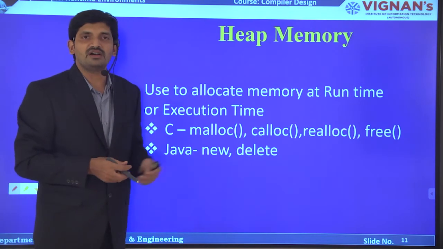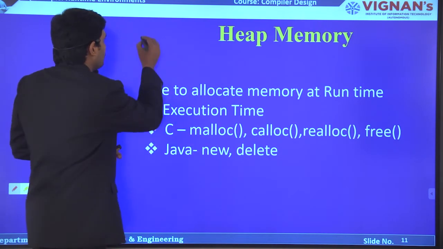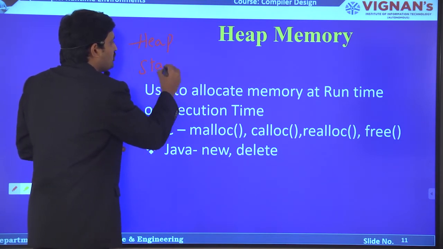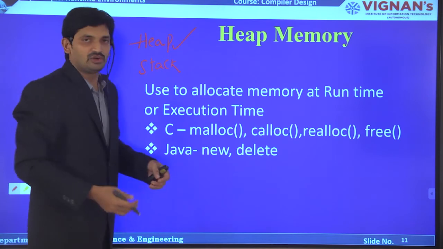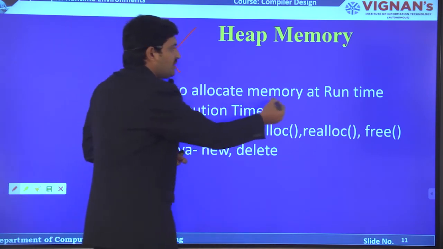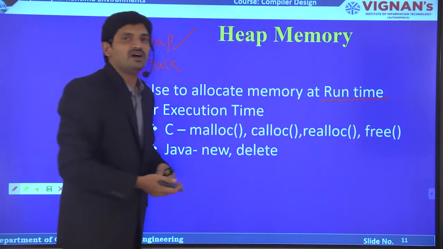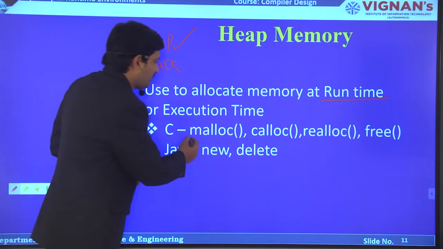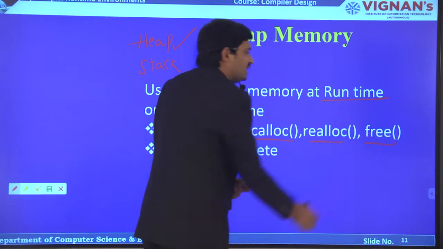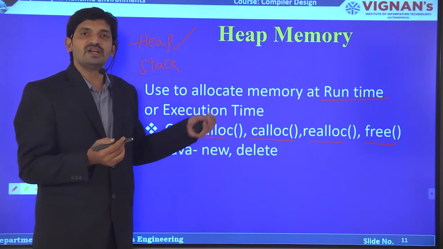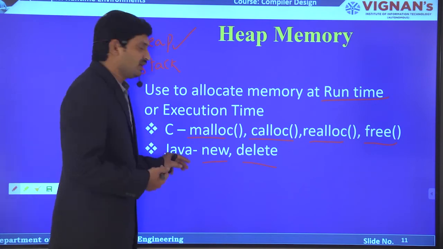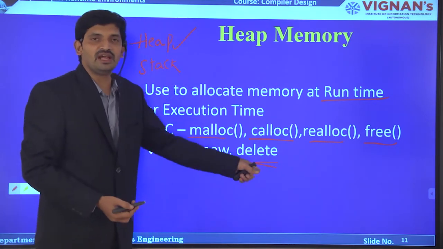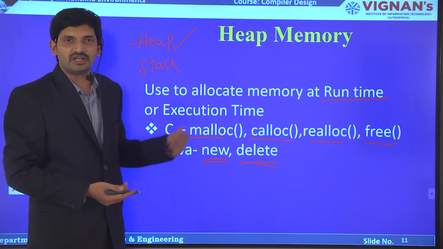As we saw in the logical address space, there are two types of memory, heap and stack. As we discussed, the heap is used in dynamic memory allocation. That means it is going to allocate memory at runtime. For example, in the C language, malloc, calloc, realloc and free are the four functions used to allocate memory dynamically. In Java, we use new and delete for allocation and deallocation of memory at runtime.